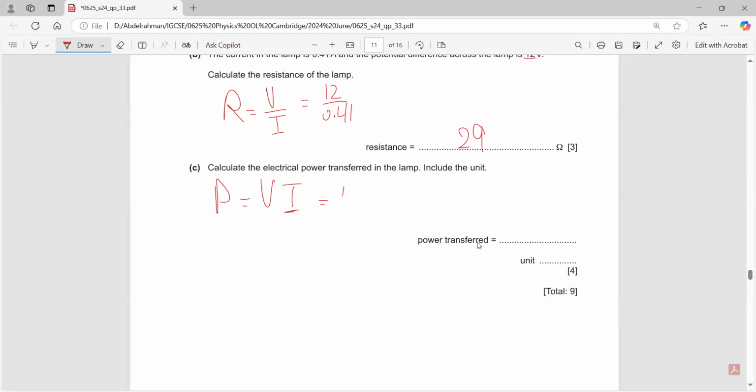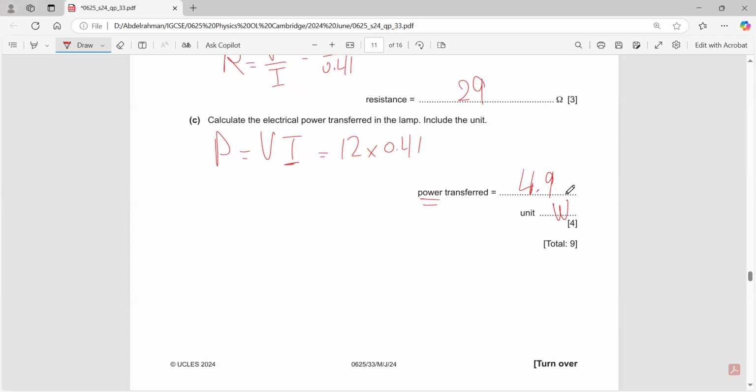We have the voltage 12 and we have the current 0.41. So 12 times 0.41 would be 4.9 or 5. Okay, 4.9. What is the unit? Joules? Power is what? Watts. Thank you. Okay, excellent.